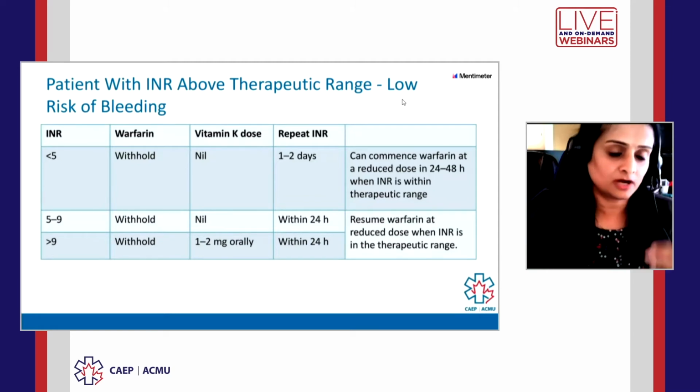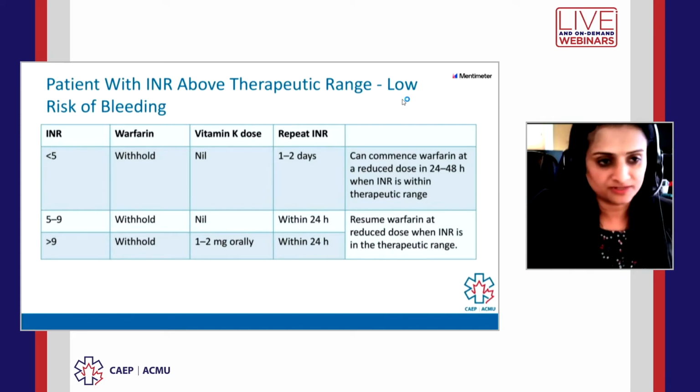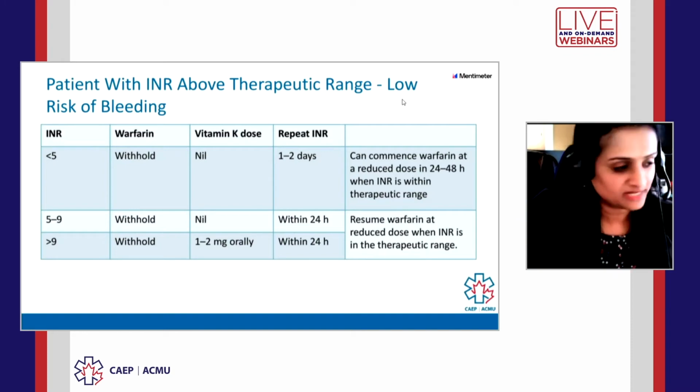But you could also consider reinitiating them at a reduced dose in 24 to 48 hours, or when the INR is within the therapeutic range. If it is between 5 and 9, you would do the same thing, but you can repeat your INR within 24 hours. Certainly, if it is greater than 9, our comfort level is a little bit lower in terms of letting it fly. So in those cases, the recommendation is not to go too big on doses of vitamin K.